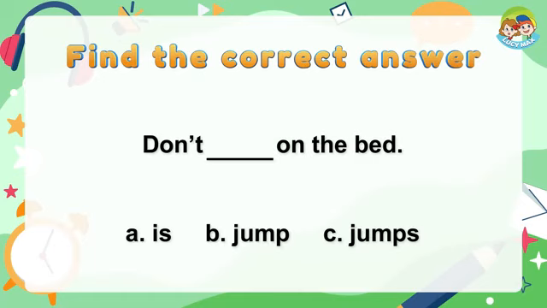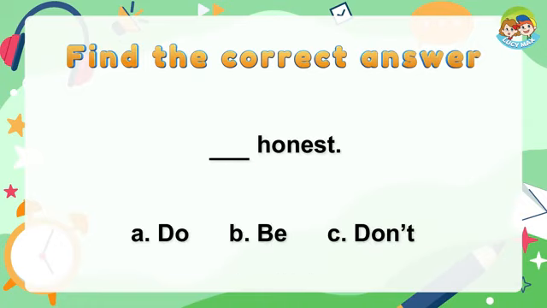Don't blank on the bed. We have don't. We need a base verb. The answer is B. Jump. Don't jump on the bed. Blank honest. Honest is an adjective, so we use be. Be honest.